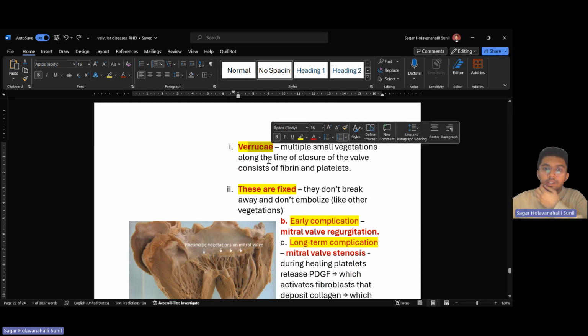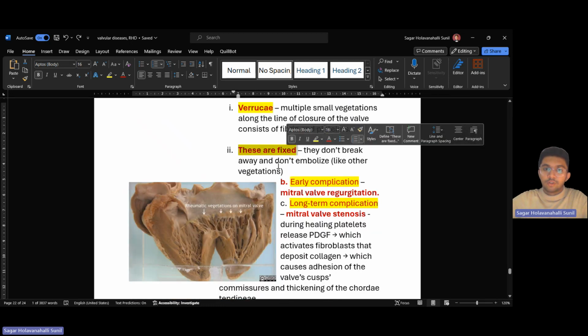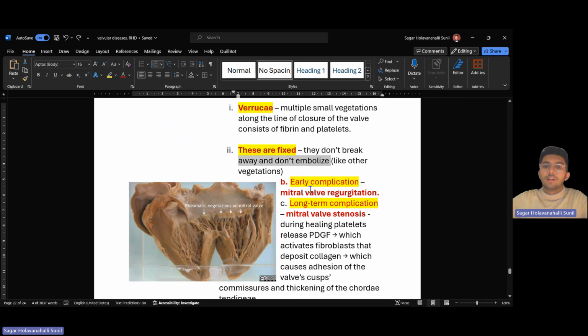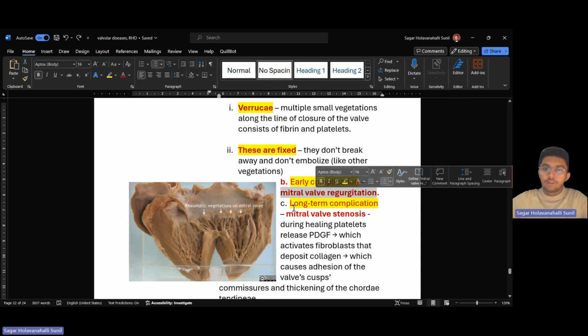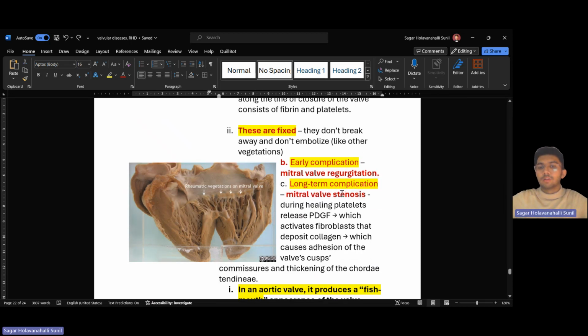Verrucae are small vegetations along the line of closure of the valve, consisting of fibrin and platelets. These are fixed, so they don't break away and embolize. An early complication is mitral valve regurgitation, whereas a long-term complication is stenosis. This is mainly because, first, when these vegetations are formed, they prevent proper closure.